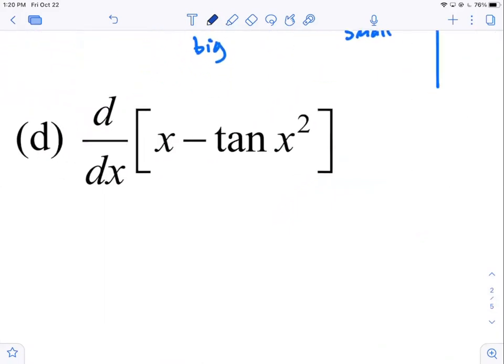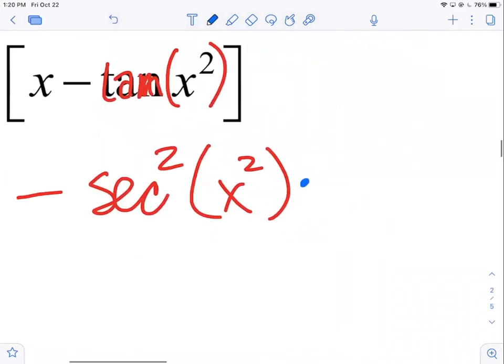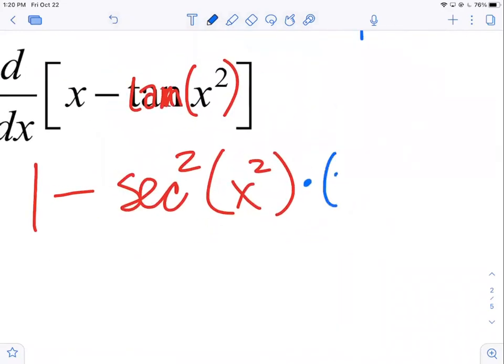I got 2 terms. It's only the second term that has a composite function in it, right? Because it's not tangent of x, it's tangent of x squared. So here we go. The derivative of x is 1. There's the first term. Minus, now the outside layer on the second term is tangent of blob. What's the derivative of tangent of blob? Secant squared of the same blob. Times, on that term only, the derivative of x squared, which is 2x.